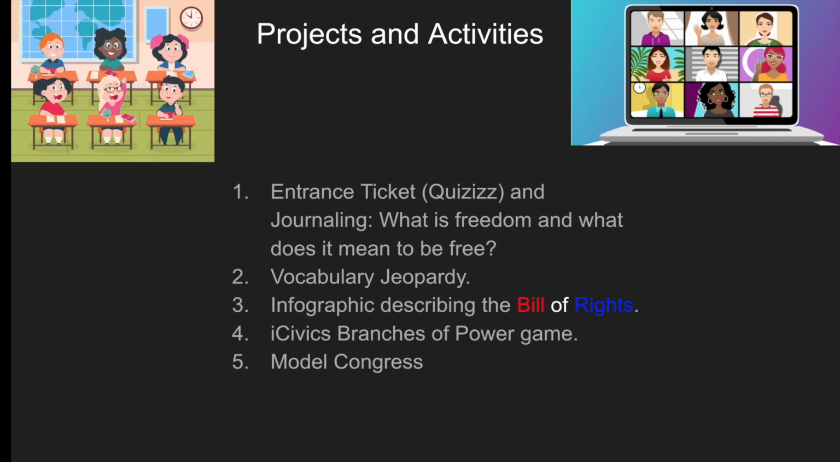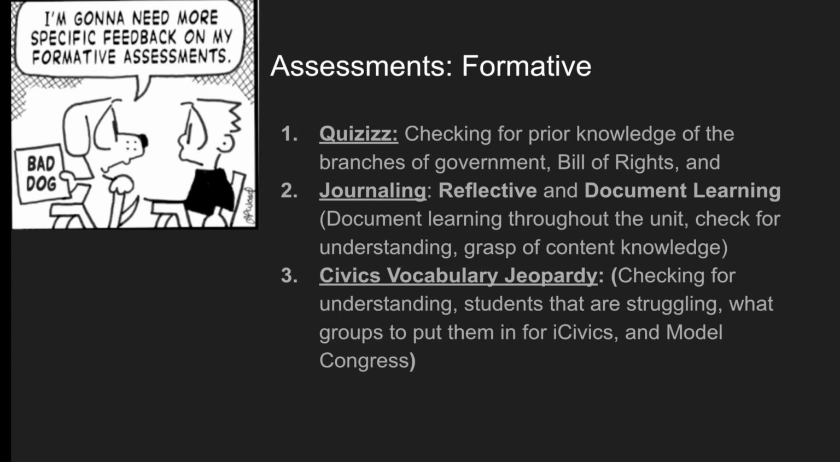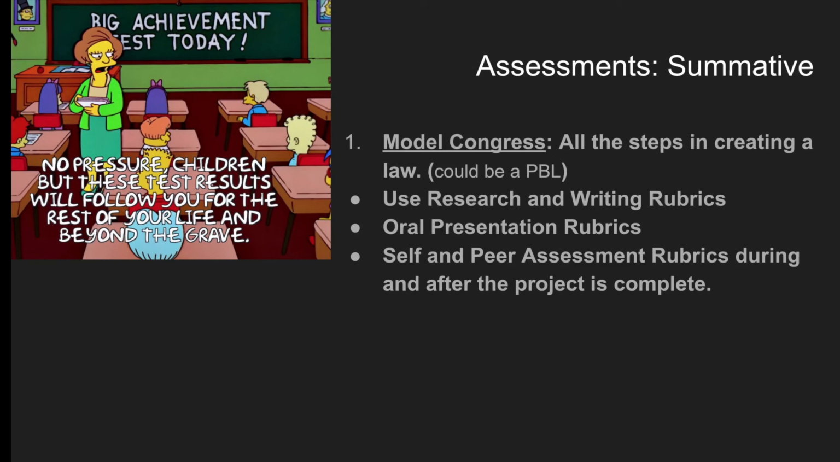Then we go into a Civics branches of power game, and then hopefully the final part of the unit would be a summative Model Congress. So for formative assessments, I'm going to be doing quizzes, journaling, and then the vocabulary Jeopardy. And for summative is going to be the Model Congress, and this could be incorporated into a larger PBL. But I'll be using research and writing rubrics, oral presentation rubrics, and then also throughout the process, be doing self and peer assessment rubrics during and after the project.